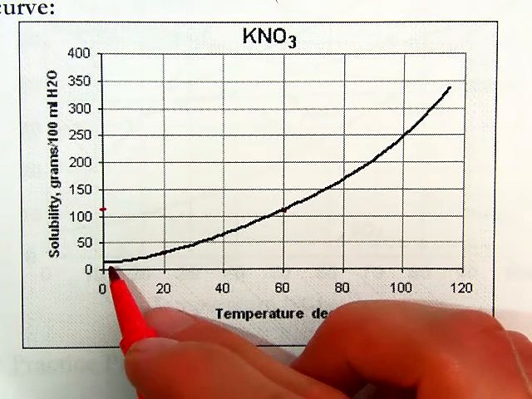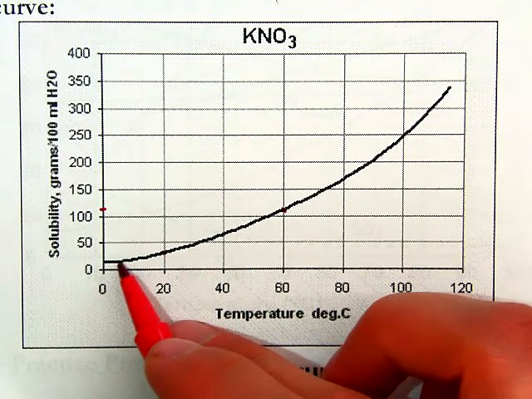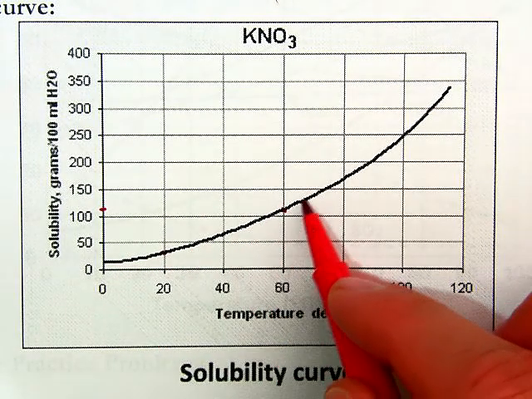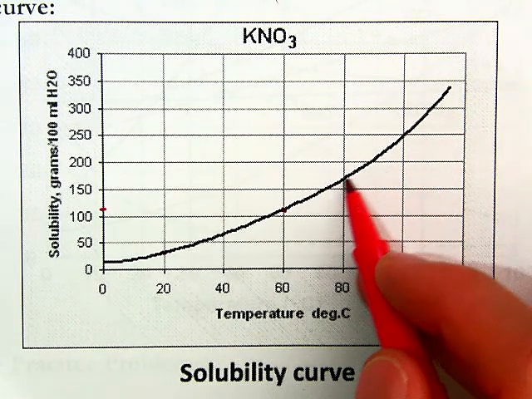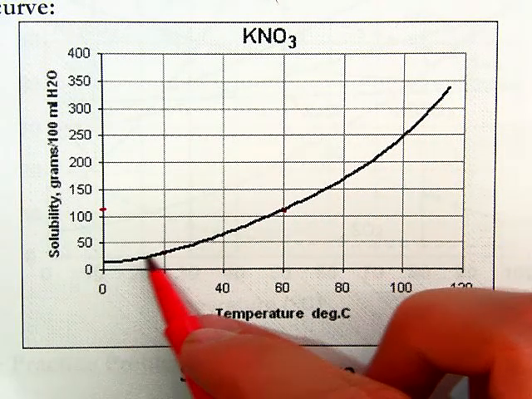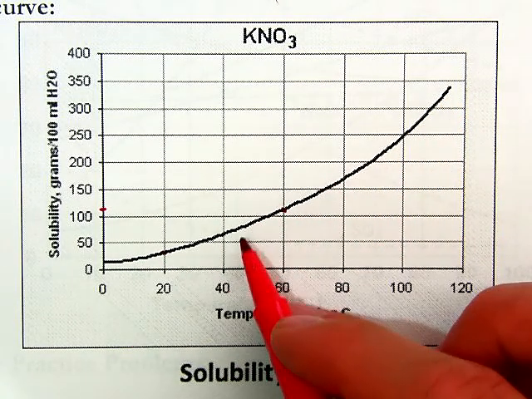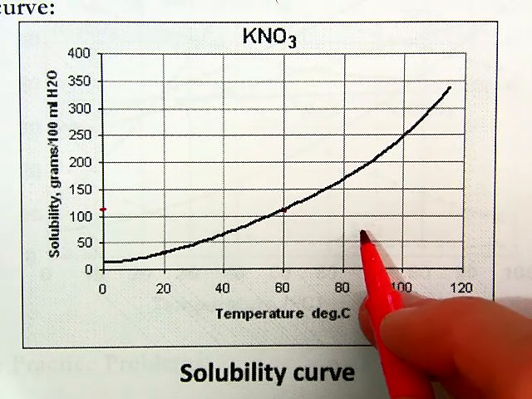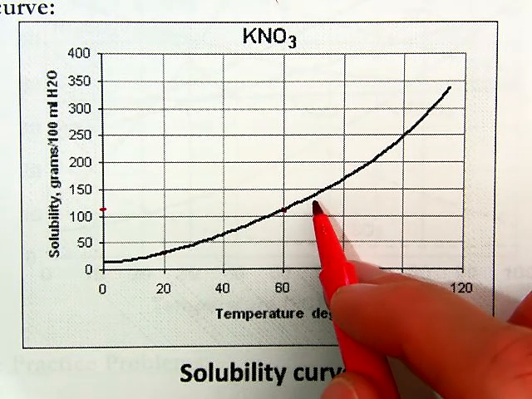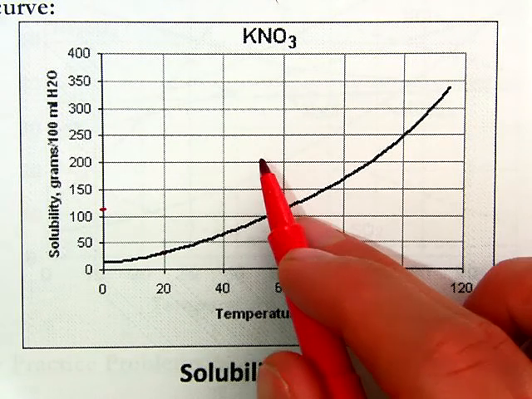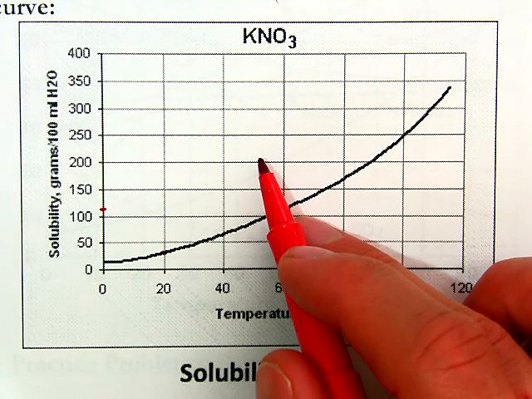Now, this curve, if you are on the line, represents the saturation point, which is the maximum amount of solute you can dissolve in that amount of solution at that temperature. If you are underneath the solubility line, then you're unsaturated. If you're on the line, you're saturated. If you're above the line, it's what's called supersaturated.